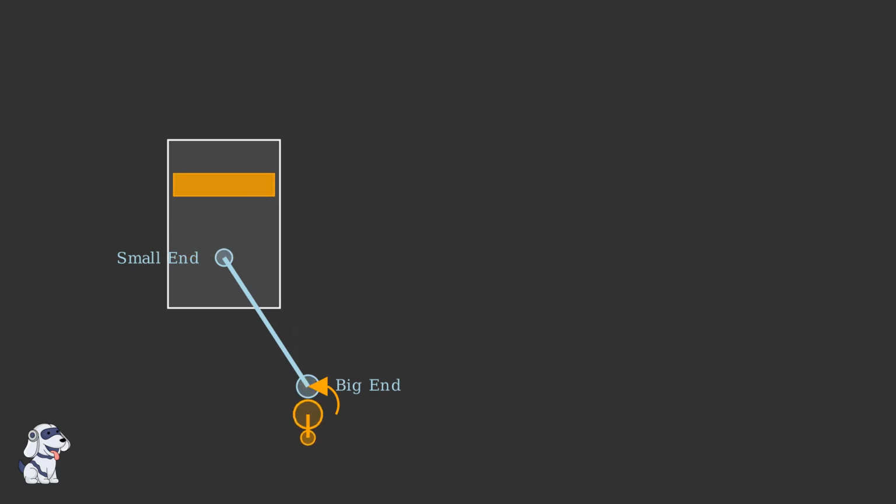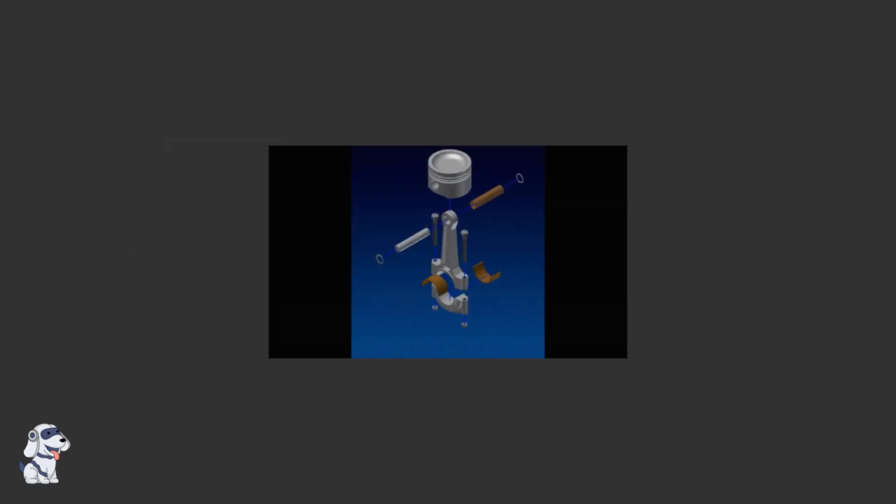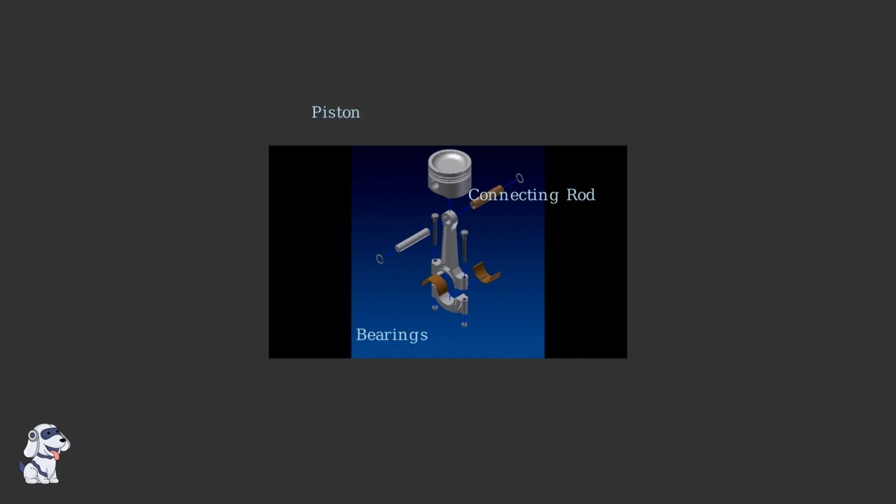This mechanism demonstrates the fundamental principle of internal combustion engines. Explosive linear force is efficiently converted into smooth rotational motion through the connecting rod. Here we can see the detailed components of a piston and connecting rod assembly. Each part is precisely engineered to handle the extreme forces and temperatures inside the engine.